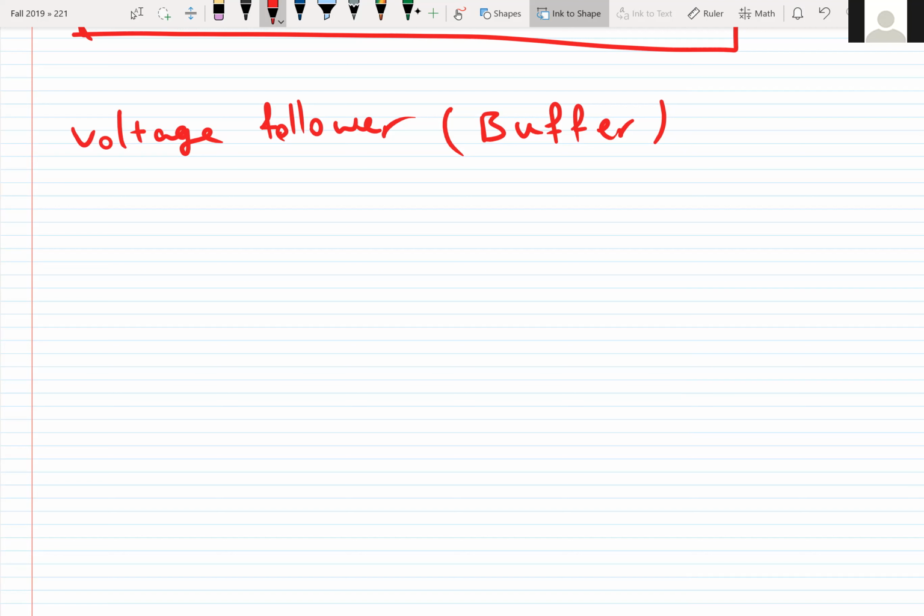So what is the buffer circuit? Let me show you a circuit for a buffer. We have an op-amp with plus and minus inputs. Oh, by the way, I had a question I forgot to ask you.